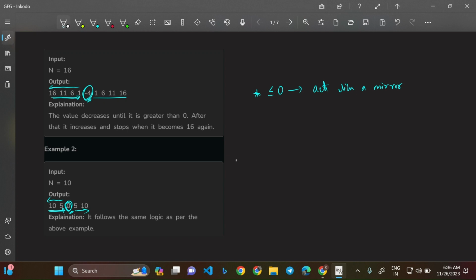So let us assume you are on this particular number, 16. When 16 calls the recursion machine, let us assume the function that we are going to write is a recursion machine, it gives the output as 11. It appends 11 to the vector. So let us assume this is the answer vector, and initially we have appended 16 to it.